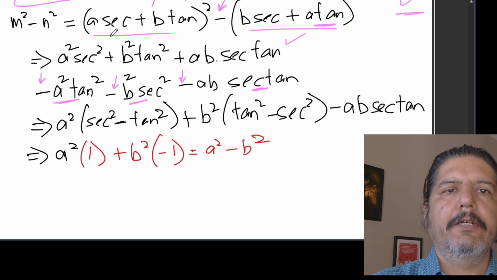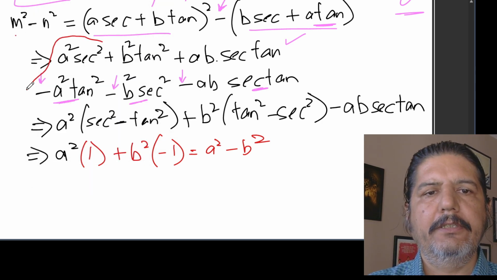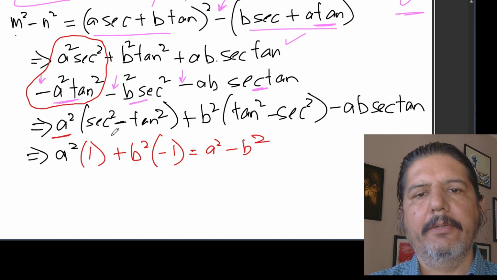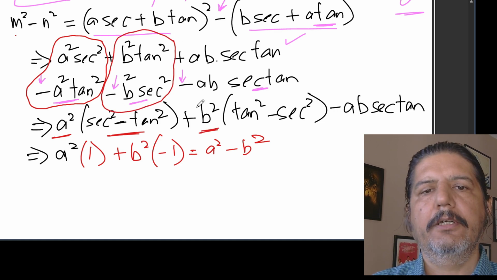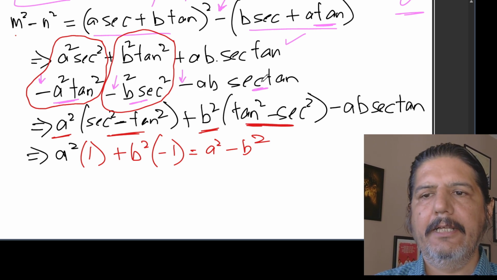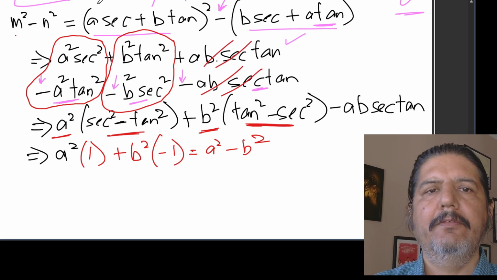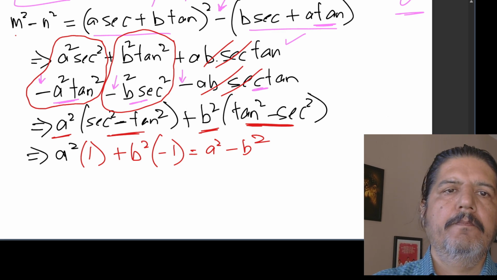Now you will understand what I have done. Now if you group these two, a square sec square theta minus a square tan square theta, I can write this as a square is common, so sec square theta minus tan square theta. b square tan square theta minus b square sec square theta, again I take b square as common, so this is b square times tan square theta minus sec square theta. And ab sec theta tan theta and minus ab sec theta tan theta would cancel.